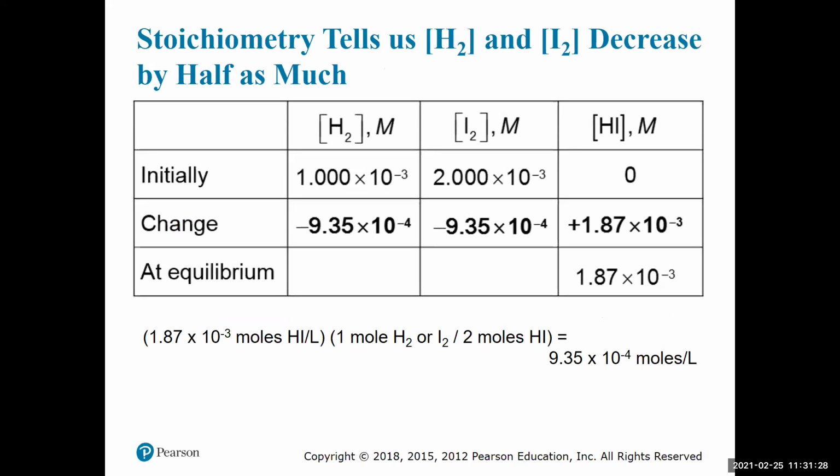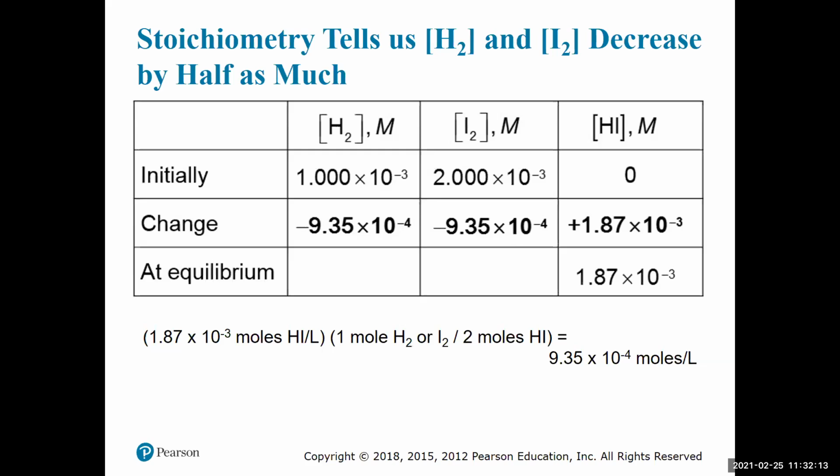And then here's our amount of H2 and I2 that was used up to form that. So this 9.35 times 10 to the minus 4 is simply the 1.87 times 10 to the minus 3 divided by 2. So now we know what the changes were, okay? So if I started at 1 times 10 to the minus 3, and I used up 9.35 times 10 to the minus 4, and I'm talking about the H2 column there, how much would I have at equilibrium? How would I figure that out? Any ideas?